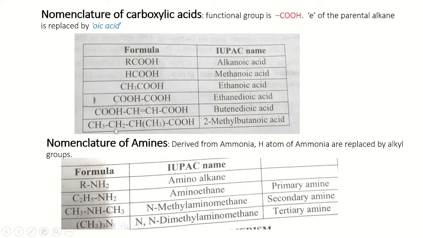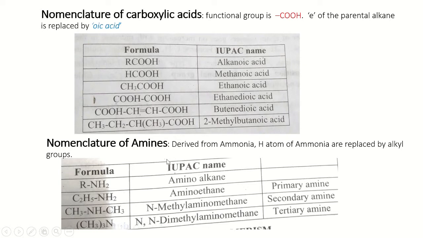And see next one, CH3, CH2, CH, CH3, COOH. Total how many carbons? 1, 2, 3, 4, 5. So total 5 carbon. But we can name it like 2-methyl. That is 1, 2. In the second carbon, there is a methyl group. So we can picturize it in a branch form. So 1, 2. Second carbon, there is a methyl group. So 2-methyl. And what is the rest of the carbon? Total 4. 1, 2, 3, 4. So butane. So 2-methyl butanoic acid.